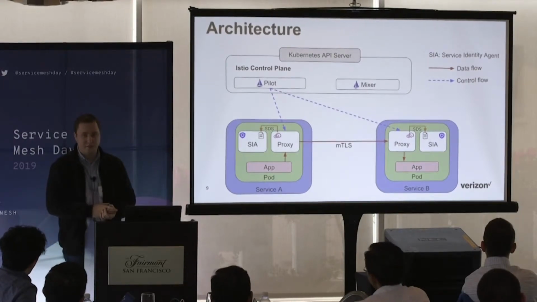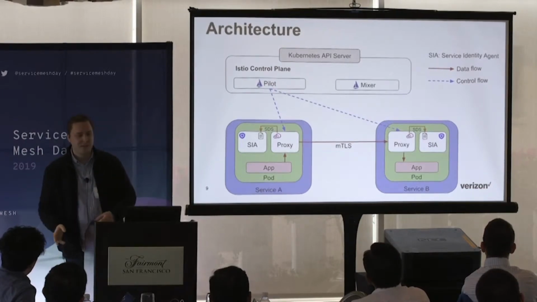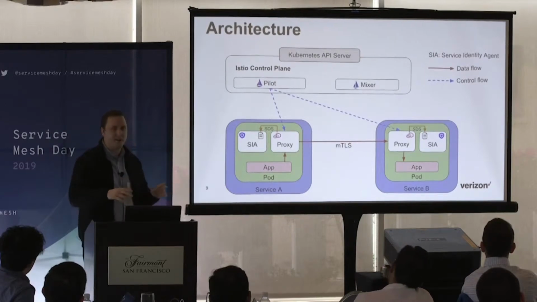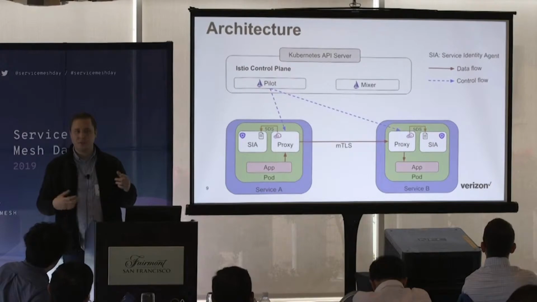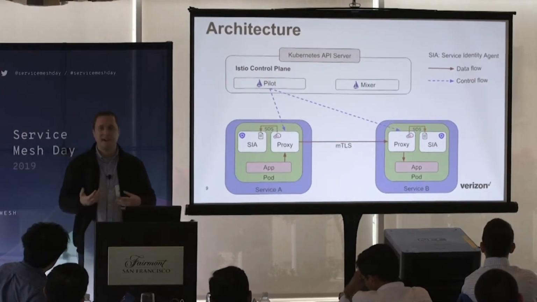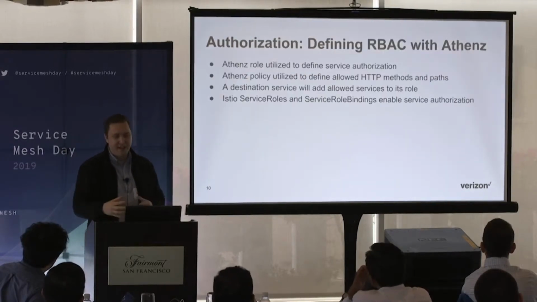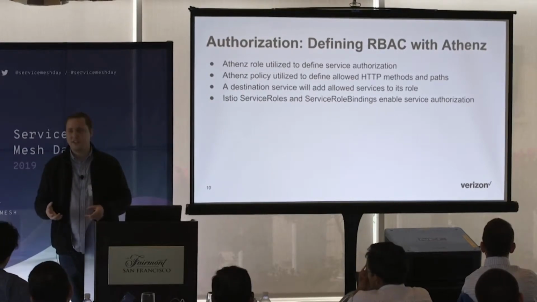The authentication policy and destination rules are picked up by Istio pilot and then distributed to these Envoy proxies so they know to enforce mutual TLS, and also they know which certificates to pass. Okay, so now that we have authentication working, how do we actually get authorization?